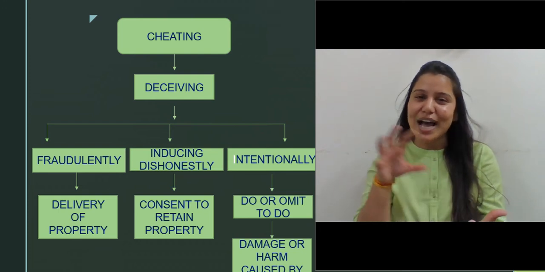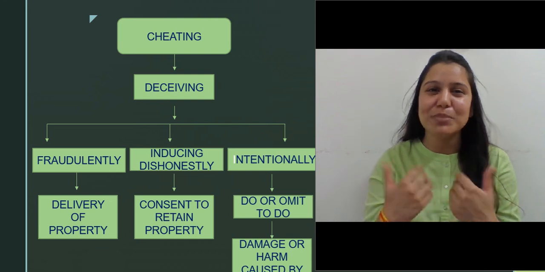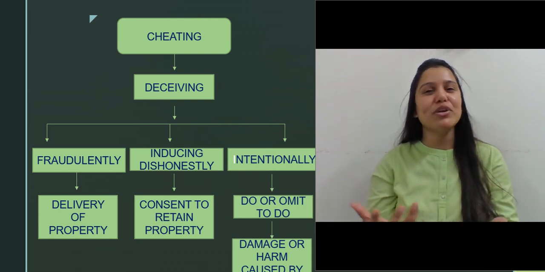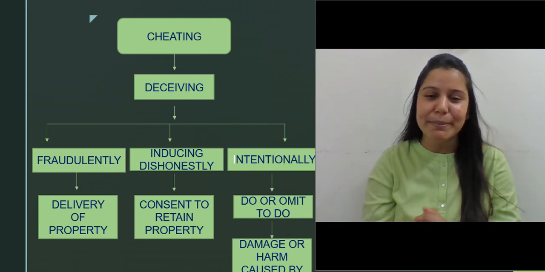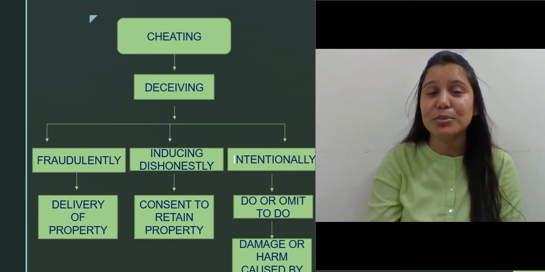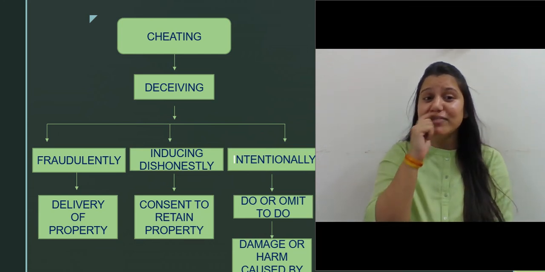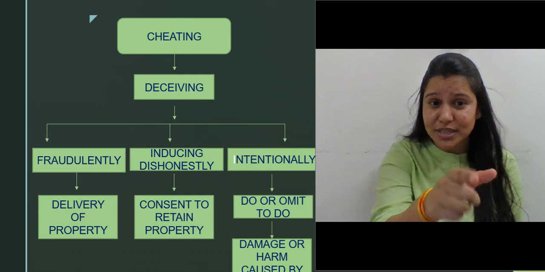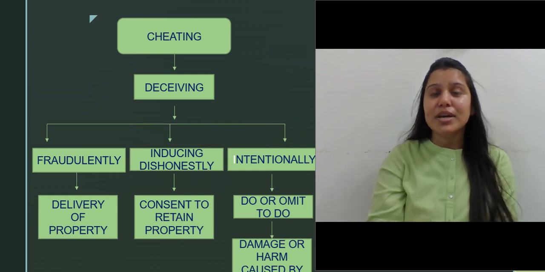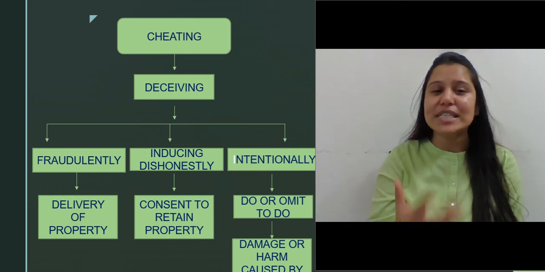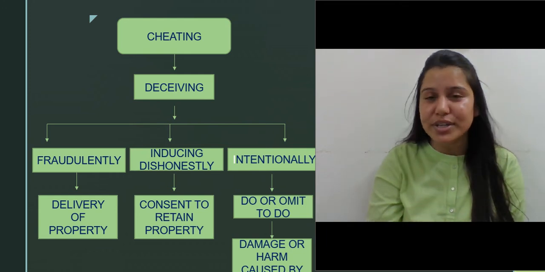Right? So this is a chart, as you can simply see, that the first element is deceiving, and then fraudulently, dishonestly, and intentionally. So these are the terms which make it an offense. And then delivery of property, as we have seen in the first example, that the mark actually made the other person buy that very property, or sometimes that person may even consent to retain the property. Let's come back to the second point. Now if a person is being deceived and induced dishonestly.